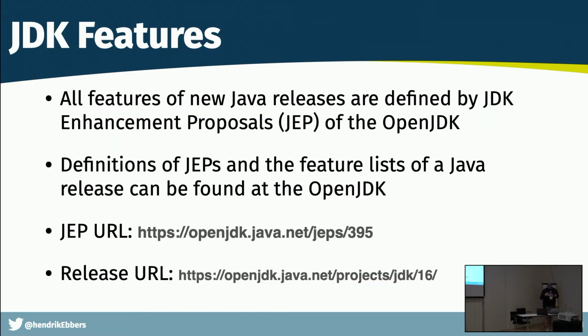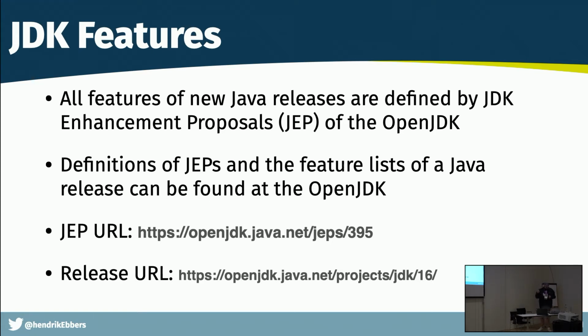So what does JEP stand for? It stands for JDK Enhancement Proposal. And in general, a JEP defines a new feature that will be part of the OpenJDK and therefore will be part of Java. All this is open in the OpenJDK. Here I have just 2 URLs at the bottom. One is an example for a JEP, which is JEP 395, and one for a Java release, which is the Java release of Java 16.